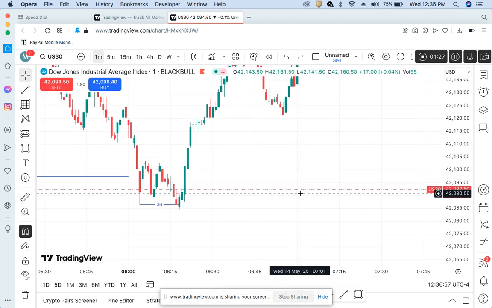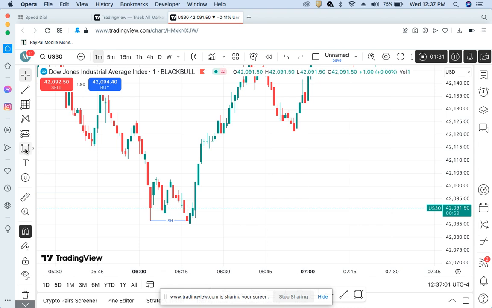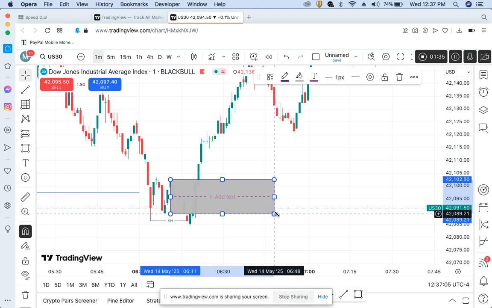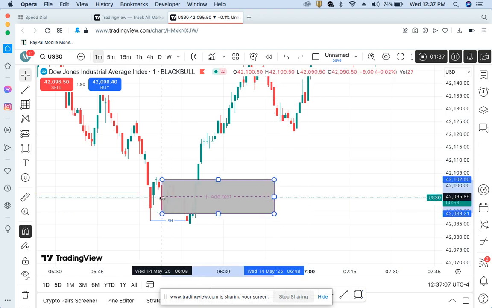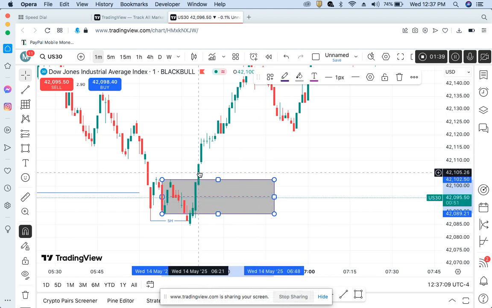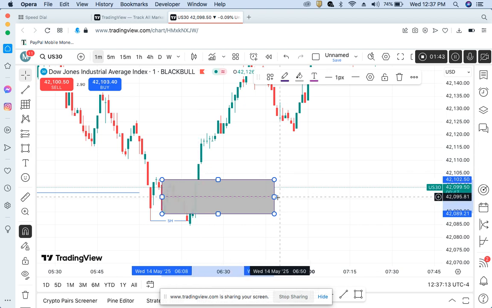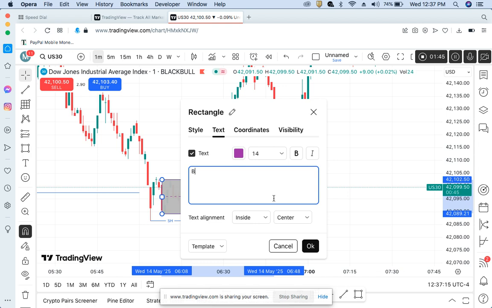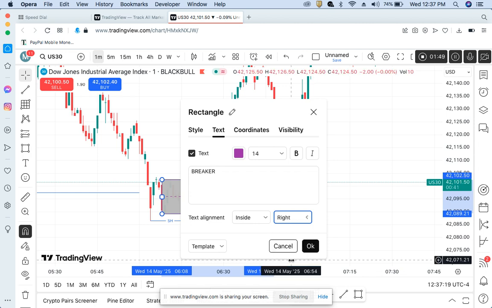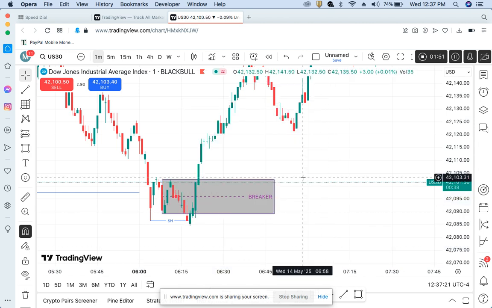So we have our order block, the last up close candles before an aggressive sell that did a stop hunt. This is our order block. Once the price came and closed above, it turned into an area of support. Hence, it's a bullish breaker. Breaker, like that. You have it there. That's a breaker.